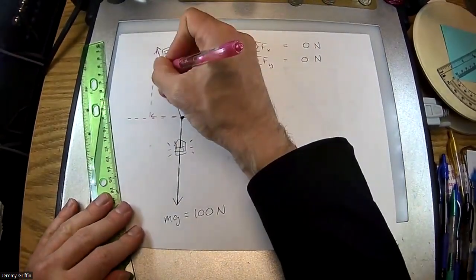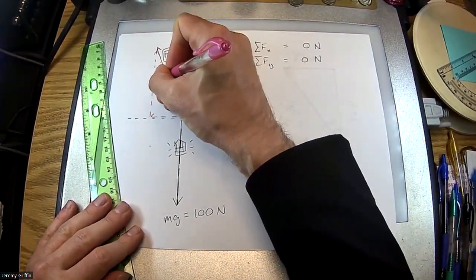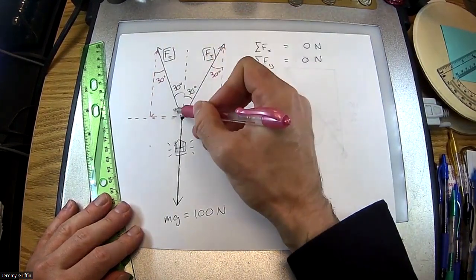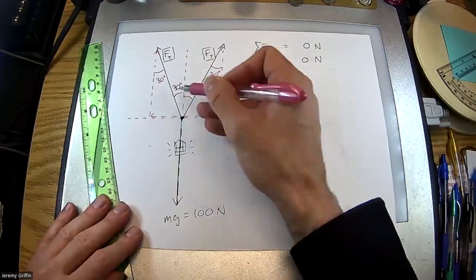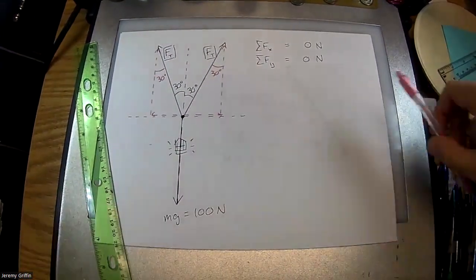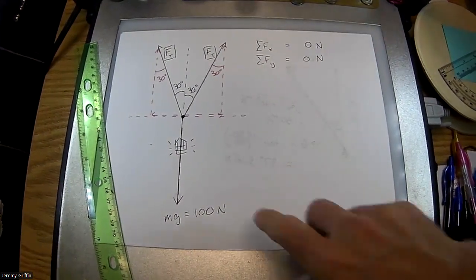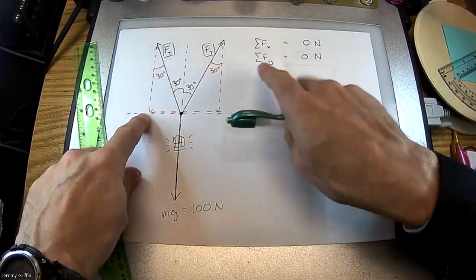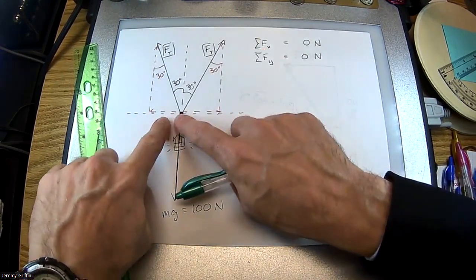Hey guys, what is this angle right here? 30 degrees. I guess this one would also be 30 degrees, wouldn't it? What is this angle right here? 60 degrees, because it's complementary, because I've got a right triangle. I see the left and right obviously cancel out. I can probably get that from symmetry. That's what this first condition says, the sum of the forces in the x goes to 0.